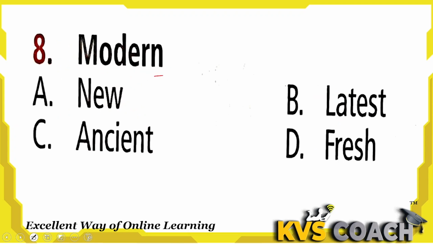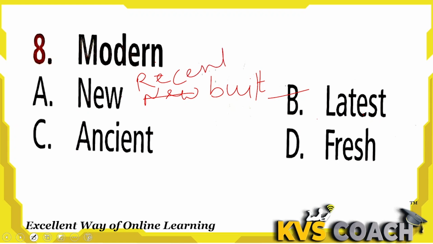Eighth is modern. Modern means latest trend. You can say that is called modern. Okay. So latest is the meaning of modern. But here I am talking about the antonyms. So what will be the antonym? Latest is the modern meaning. New means newly built. That is called new. Which is recently built. You can say recent build. Okay. That is called new.